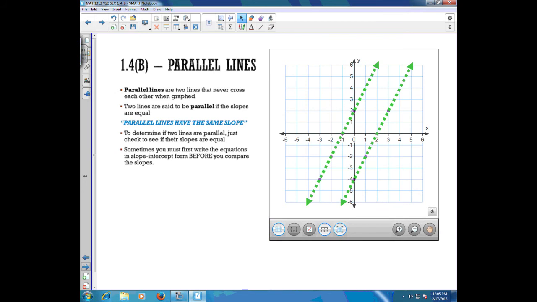Parallel lines are two lines that, when they're graphed, will never cross each other. This is because two parallel lines have the same slope. Parallel lines have the same slope. You look at these two green lines here on the graph, you can see that those two lines have the same slope. They both rise 2 and go to the right 1.